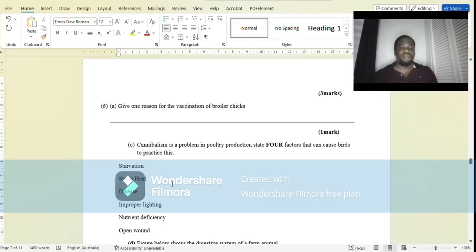This can lead to the animals practicing cannibalism. Disease, improper lighting, a nutrient deficiency, even an open wound. Once there is something along that line, you can have birds basically pecking on each other. We know the activity that we do to minimize this is, in terms of layers, we do de-beaking. So we basically remove an inch of the beak. It kind of minimizes cannibalism.